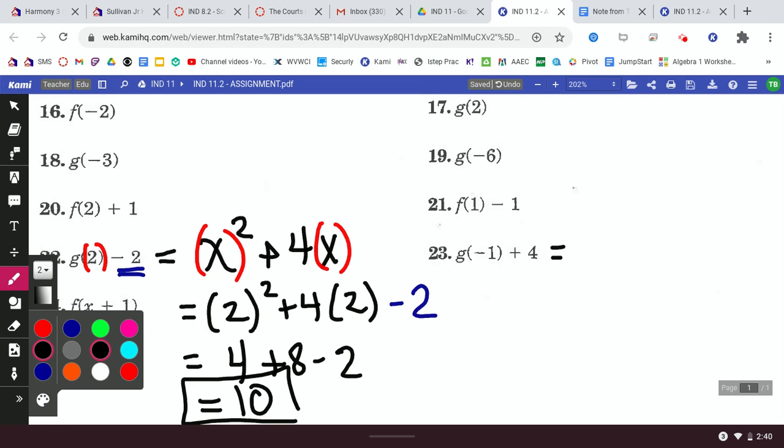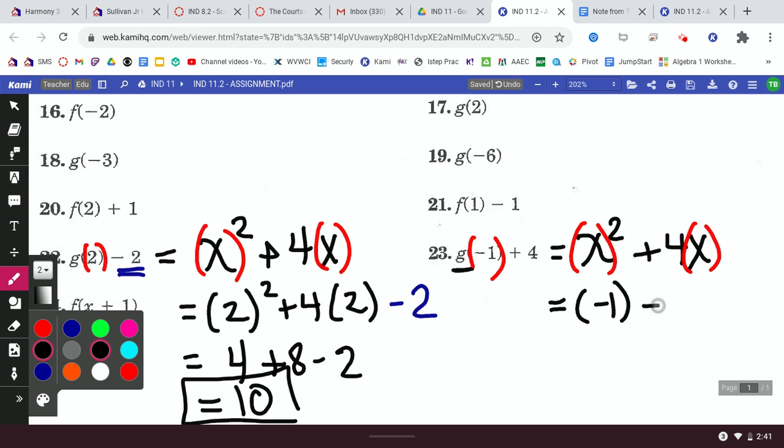All right. What's my G function? X squared plus 4x. All right. This says I'm using my G function, so I've got x squared plus 4x because that's my G function. Brackets around the x, brackets around my input. So I've got negative 1 in my input, squared, plus 4 times negative 1. And then what I don't want to forget is that plus 4.